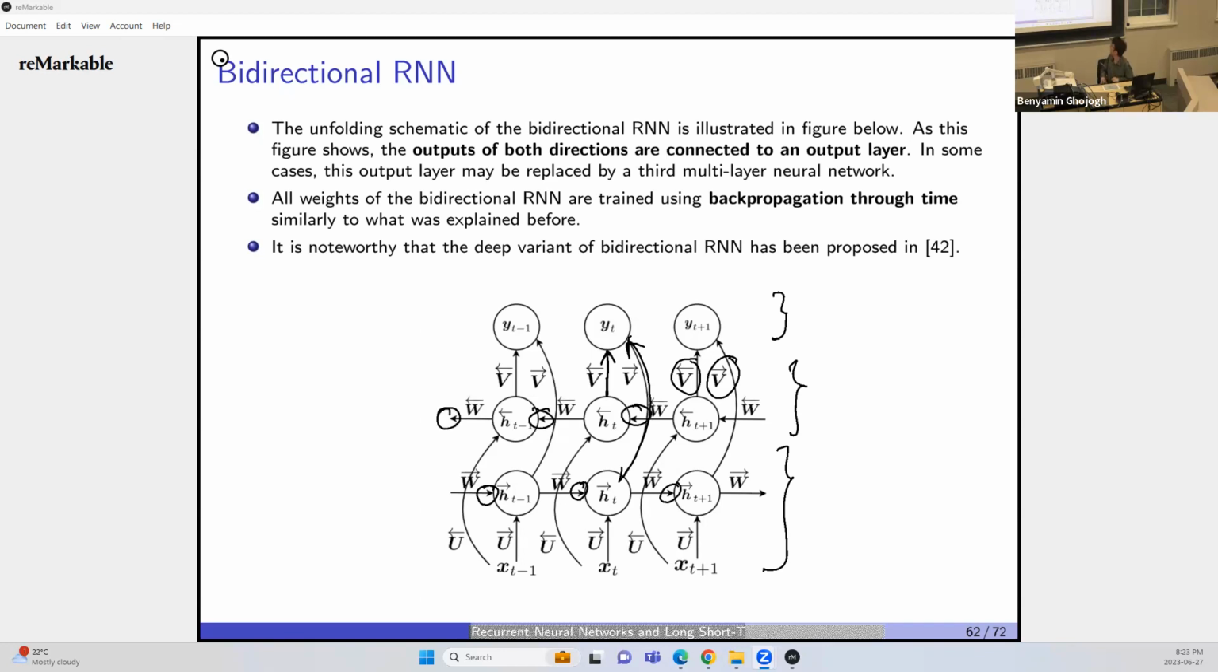Left to right and right to left. Okay. By the way, for each of these, we use backpropagation through time, similarly as was talked about before. And it is noteworthy that the deep variant of bidirectional RNN can be seen in reference 42. Okay.